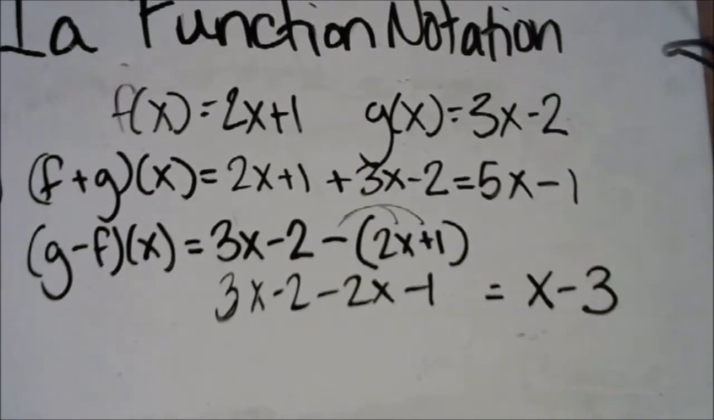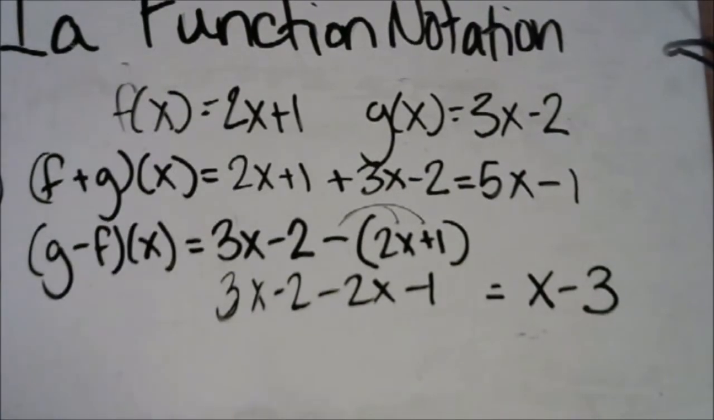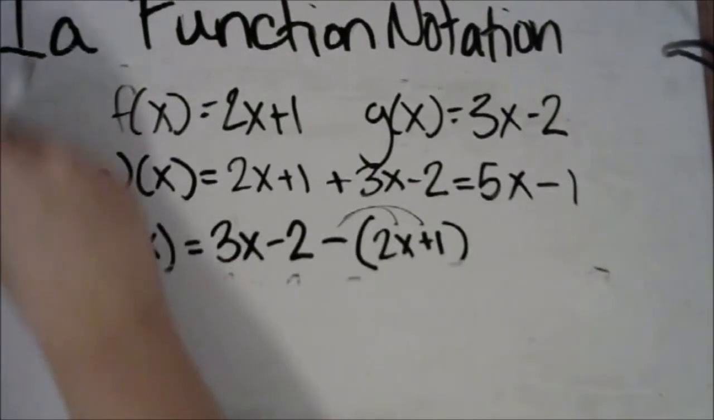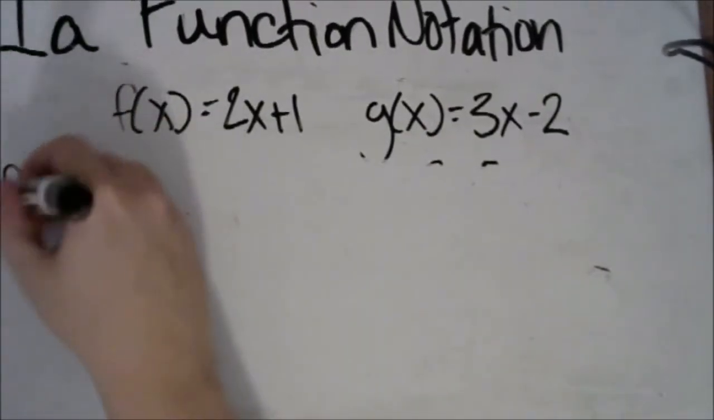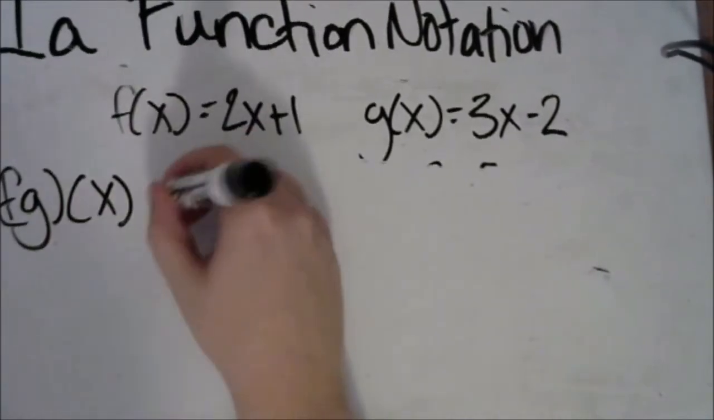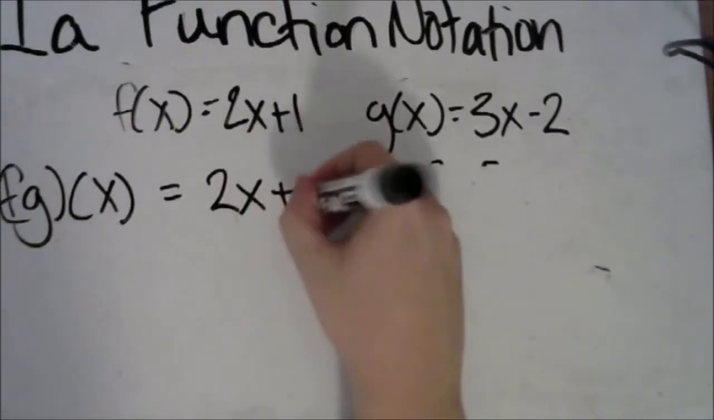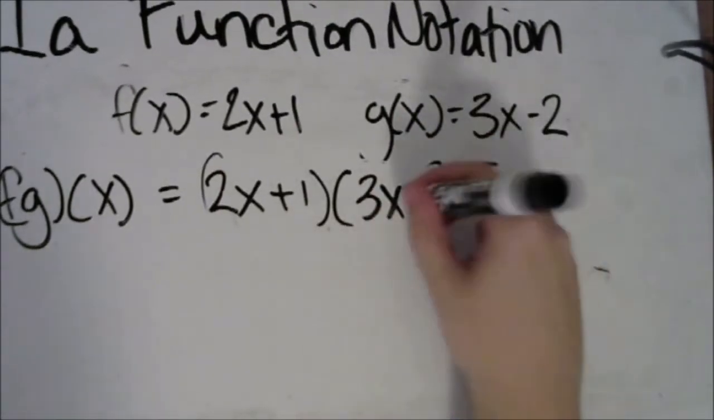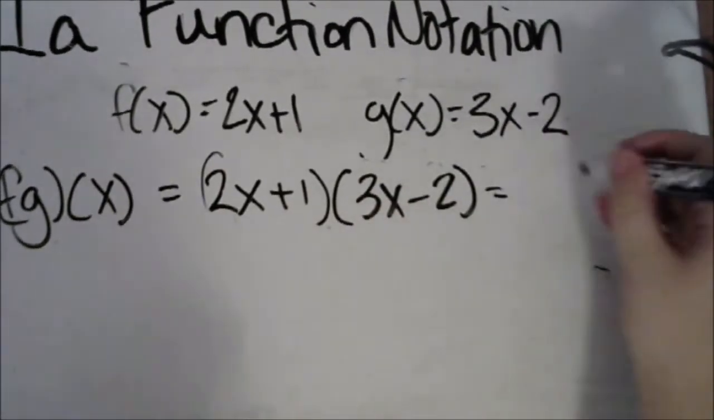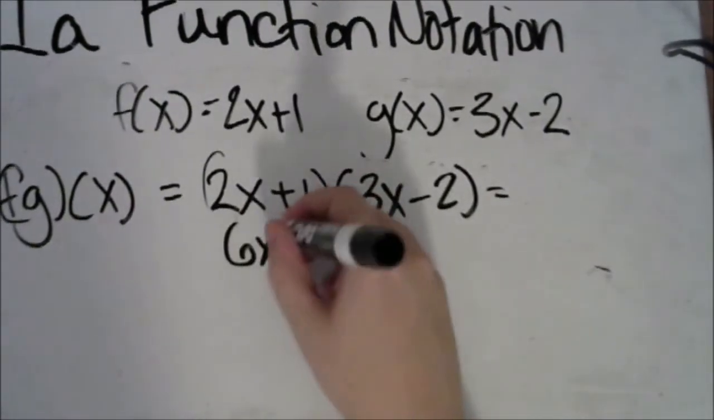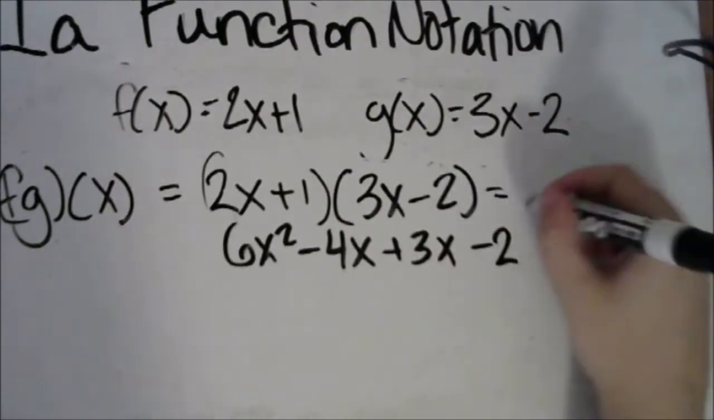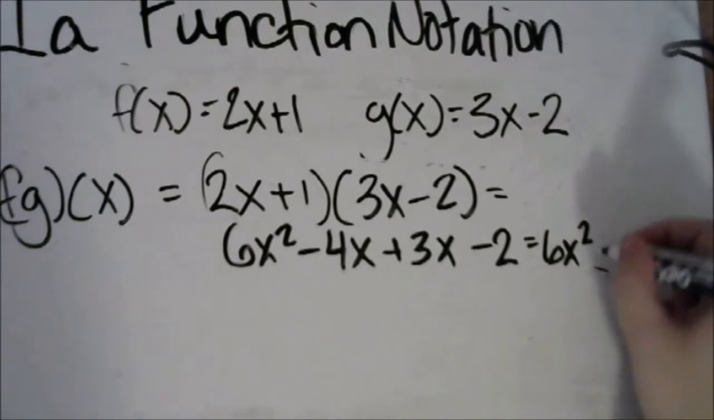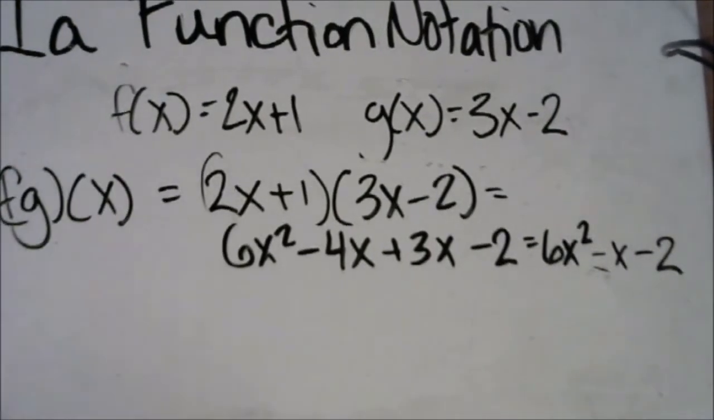The next two operations are multiplication and quotient. So let's multiply these two expressions together, which is another good practice of multiplying binomials. For f times g of x, we want to take 2x plus 1 times 3x minus 2. Our result is 6x squared minus 4x plus 3x minus 2. Or final answer, 6x squared minus x minus 2 when fully simplified.